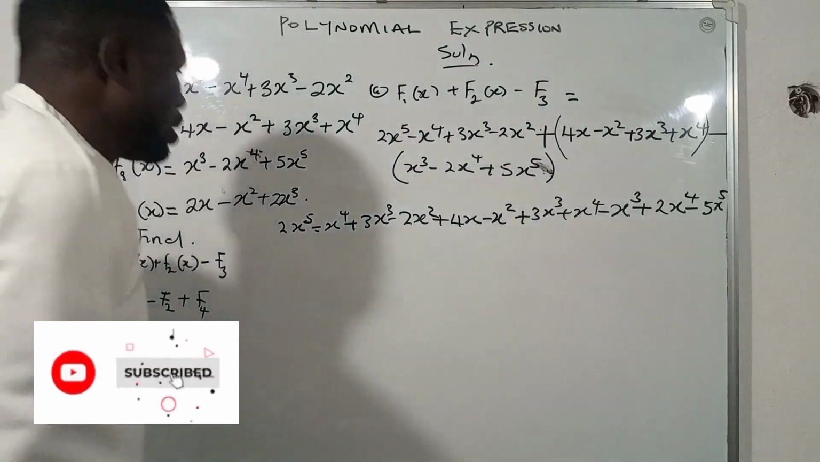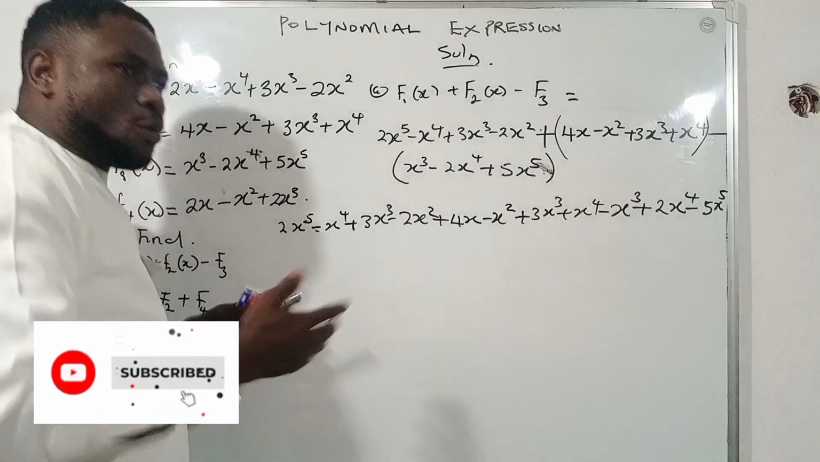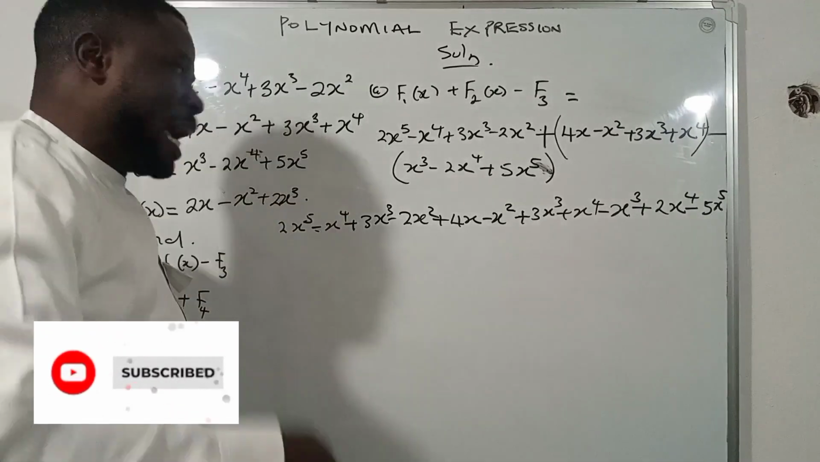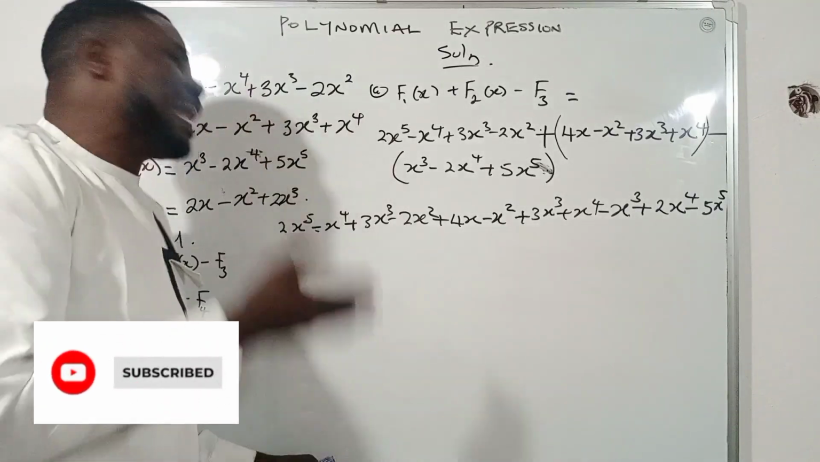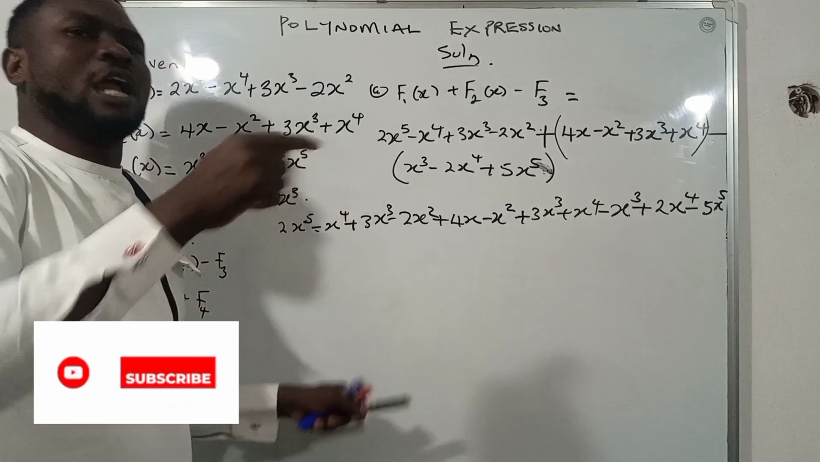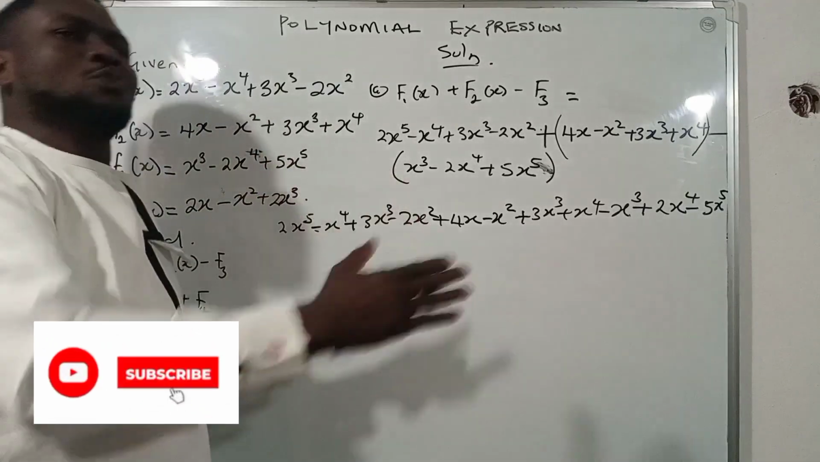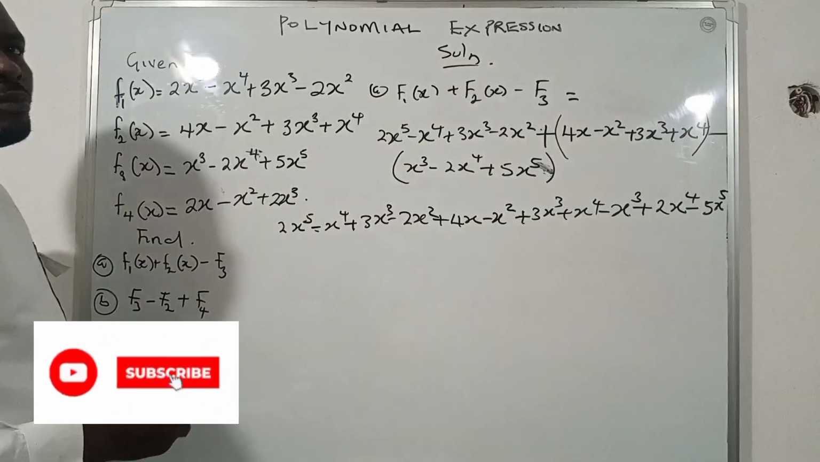Now, at this point, this is where we are. Remember, we need to make this thing concise. So what do we do next? Please, my viewers, what you need to do at this time is to select like terms. When we are selecting like terms, we are looking at the variables with the same powers. We bring them close together.